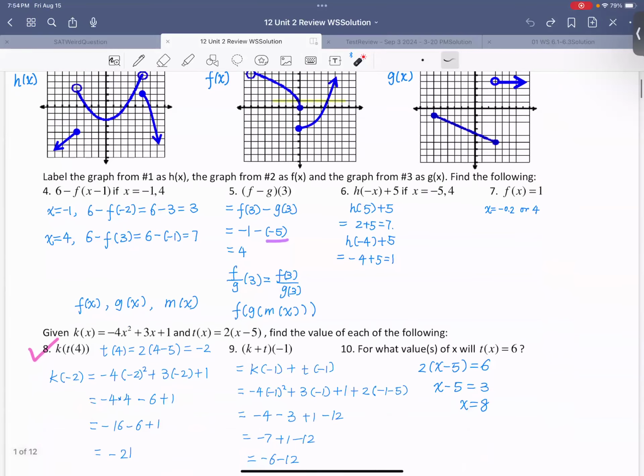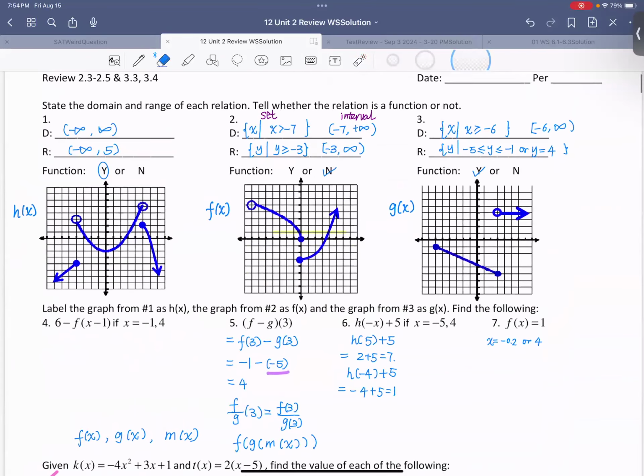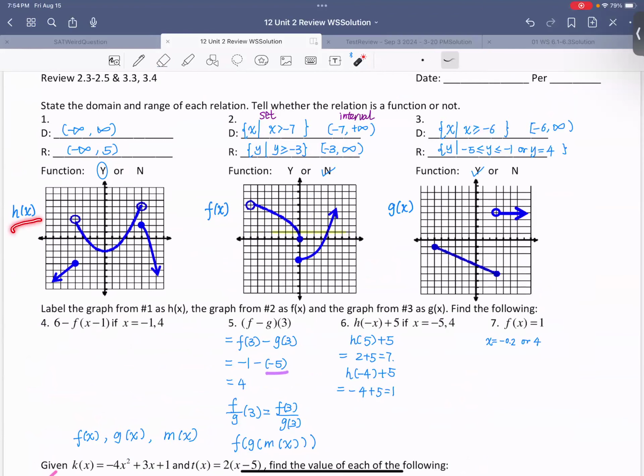Next one. Let's try number 4. Go ahead and plug in. This is h(x), this is f(x), this is g(x). And you want to get 6 minus f(x) minus 1 if x is -1 or 4. So you plug this thing into this, and then you can solve for the final result.